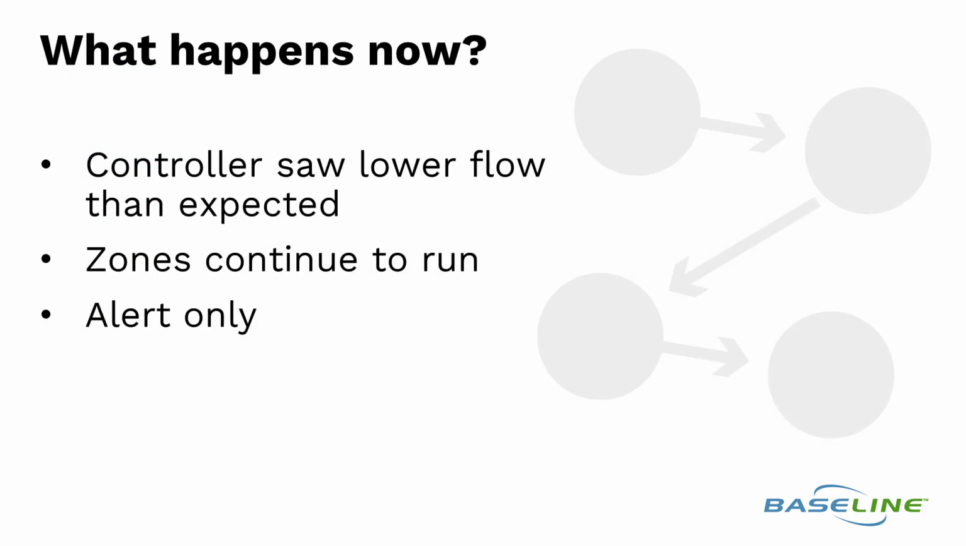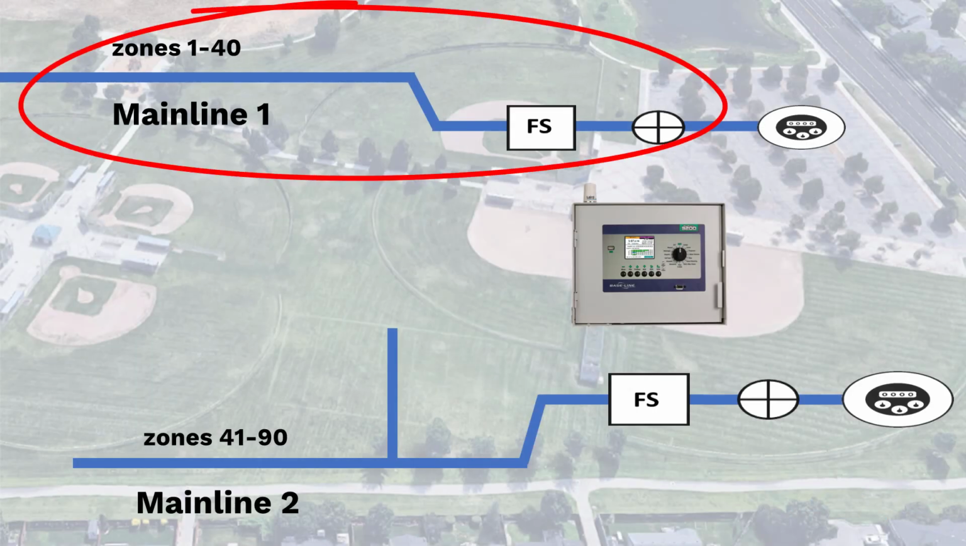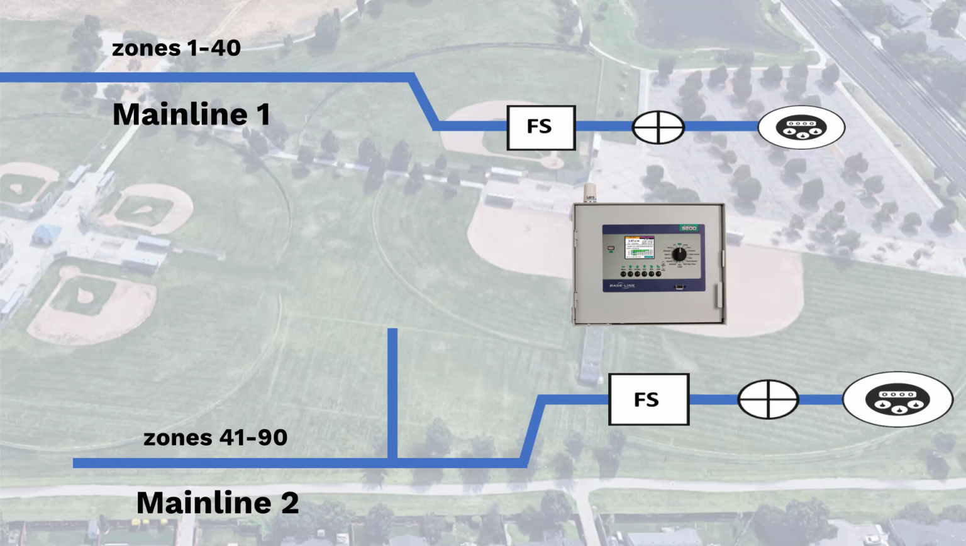So what happens now? The controller expected a combined total of 35 GPM from all three valves that were running, but the actual flow was 26.1 GPM. The controller didn't shut down any zones. This was an alert only. On this site, zones 13, 25, and 37 are on Mainline 1. Mainline 2, though, is not affected.